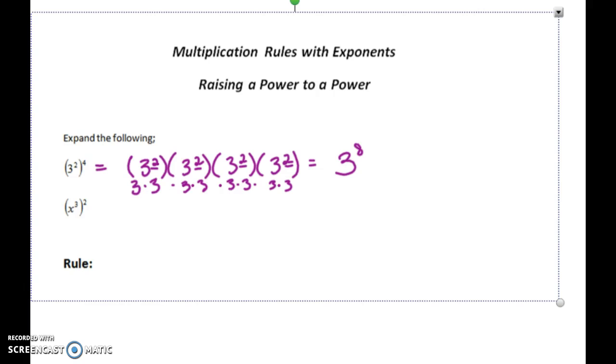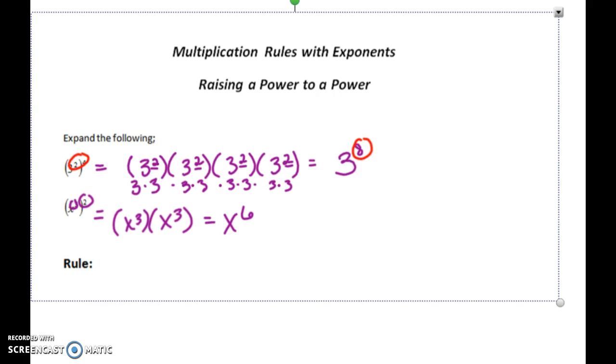If you notice, the original 2 exponents were a 2 and a 4. They multiply to be 8. So same thing with the next one. If I take x cubed times itself twice, because that's what this 2 is telling me to do, well, x to the 3rd times x to the 3rd, I know I can add the exponents together and get x to the 6th. The original exponents were 3 and 2, so if I multiply them together, they multiply to be 6.